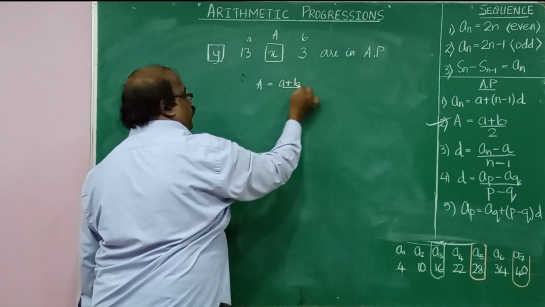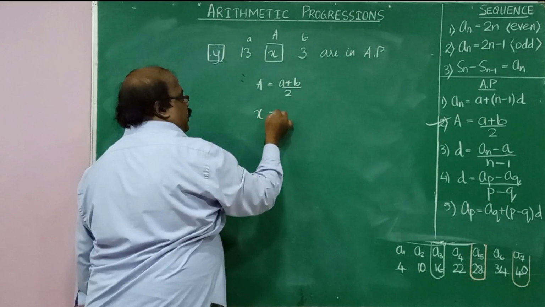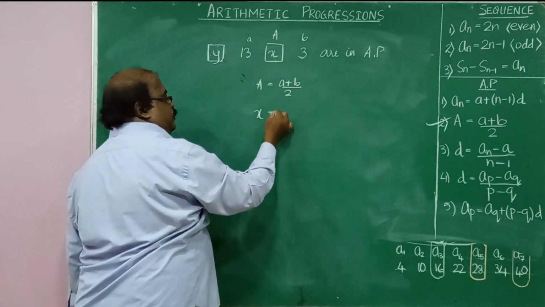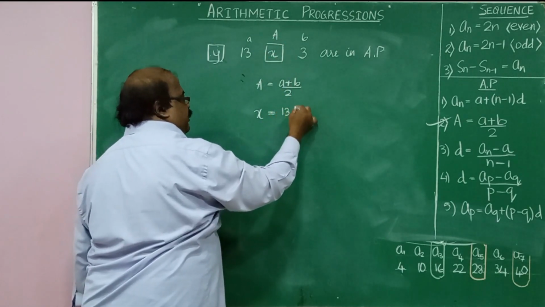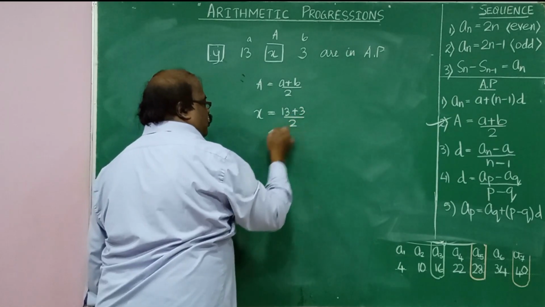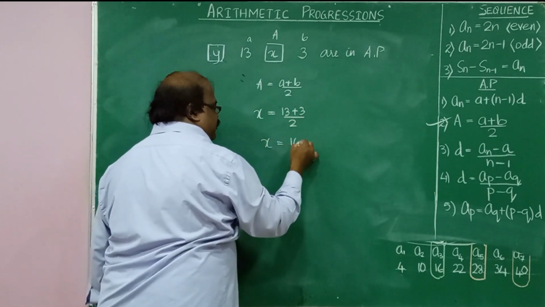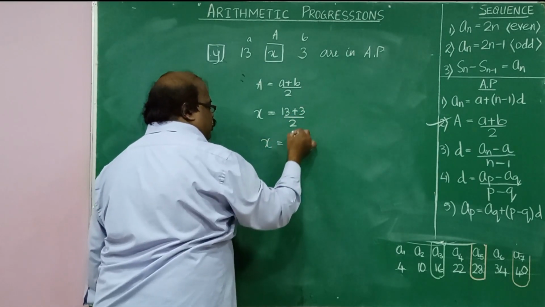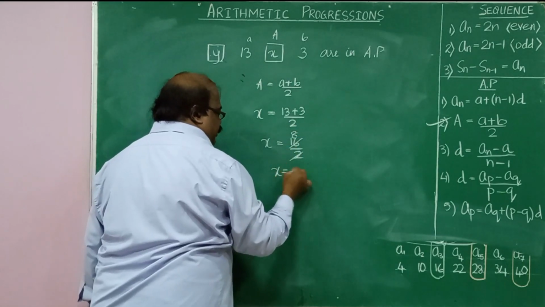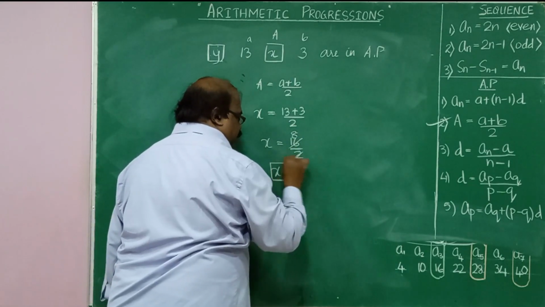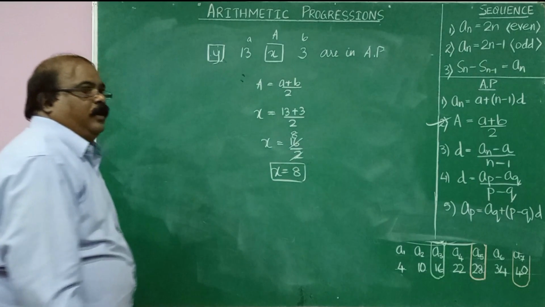Small a plus small b upon 2. E, I assumed it as x. So x is 13 plus 3 upon 2. So x is equal to 16 upon 2. So what is the value of x? X is equal to 8.